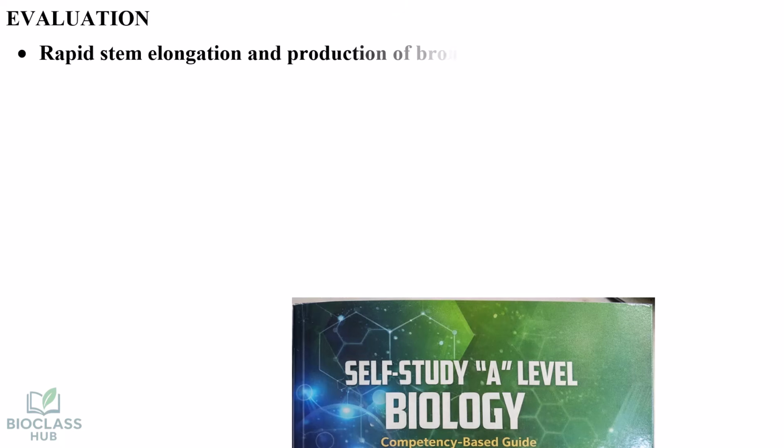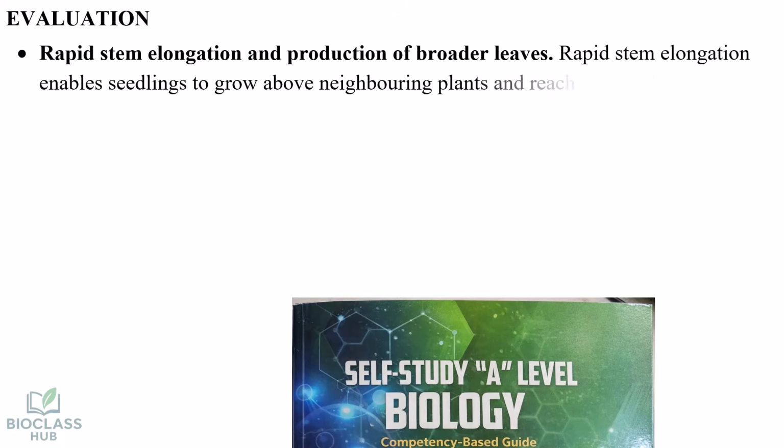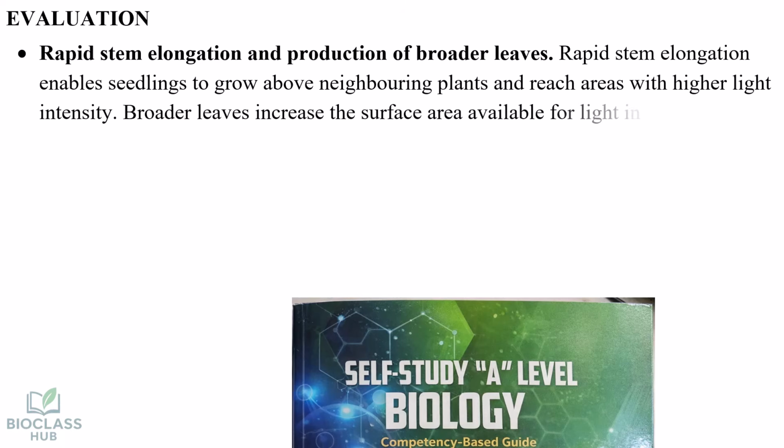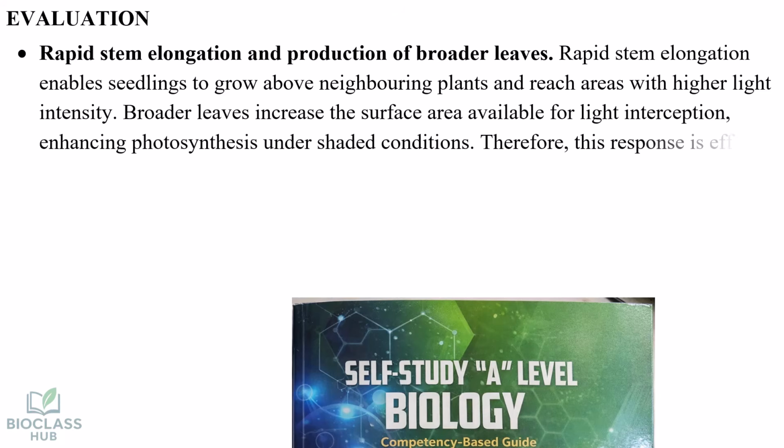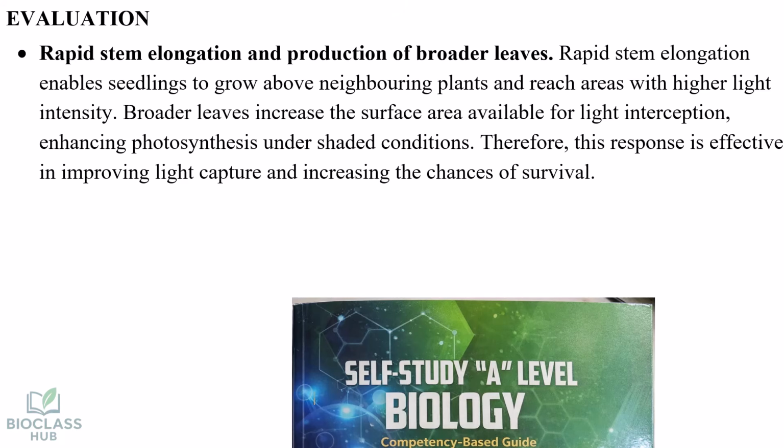Rapid stem elongation and production of broader leaves. Rapid stem elongation enables seedlings to grow above neighboring plants and reach areas with higher light intensity. Broader leaves increase the surface area available for light interception, enhancing photosynthesis under shaded conditions. Therefore, this response is effective in improving light capture and increasing the chances of survival.